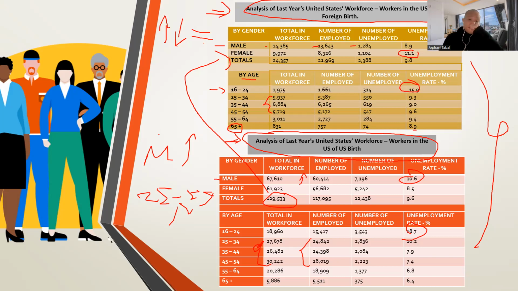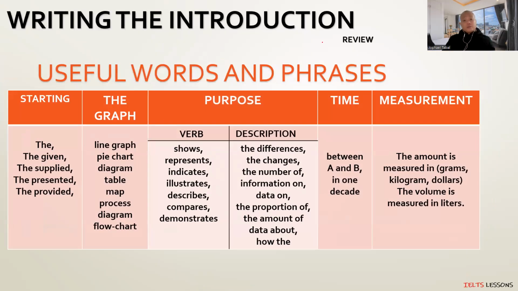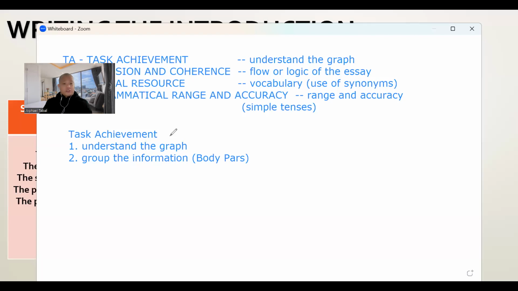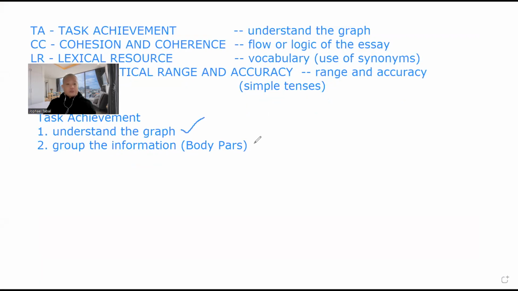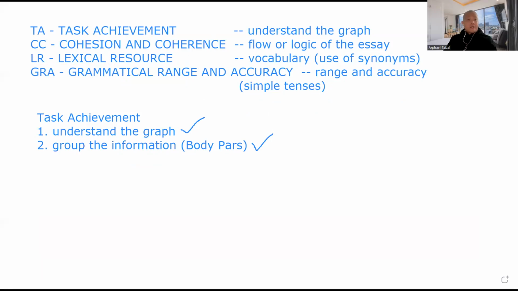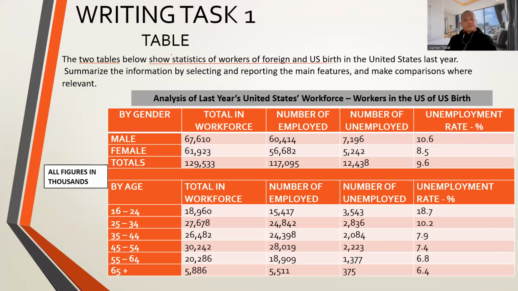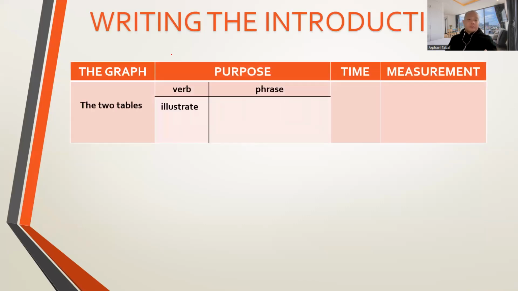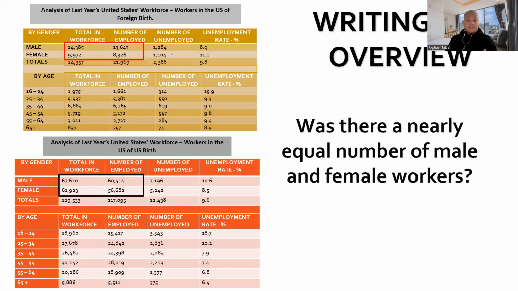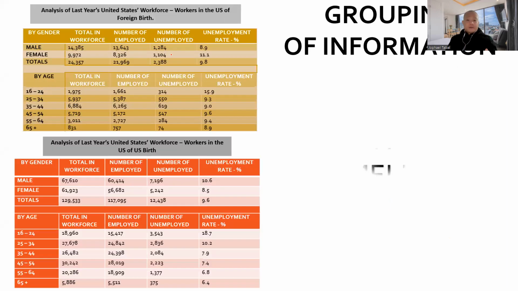So when we group information, since we have understood the graph, we finish understanding the graph. Now we need to group the information. So now we need to check which information should be written in the first body paragraph and which information should be written in the second body paragraph. So that's it. So they can write first their introduction and then their overview. No, group information first, this one. So let's check the overview later on here.